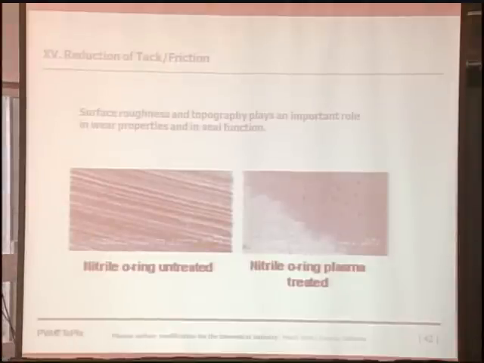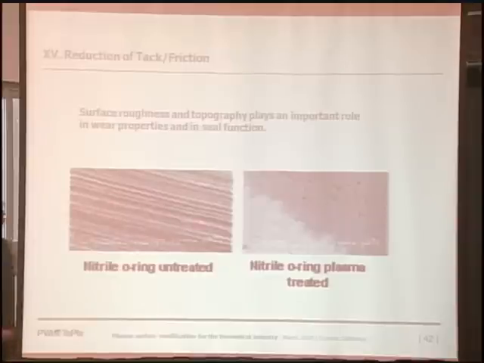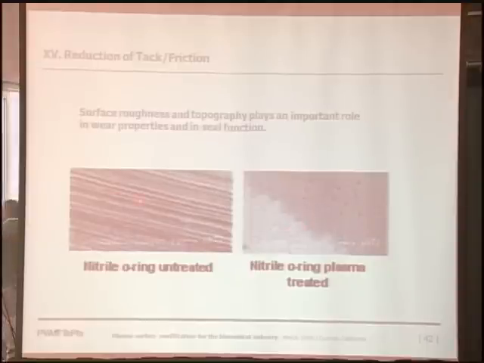This is an interesting slide, actually. This is an SEM of nitrile rubber. You can see the mold lines of this. It was an O-ring that we used for this experiment. These are the molding lines that we observed using SEM. After plasma, these molding lines had completely disappeared, and yet we were not etching this surface at all.